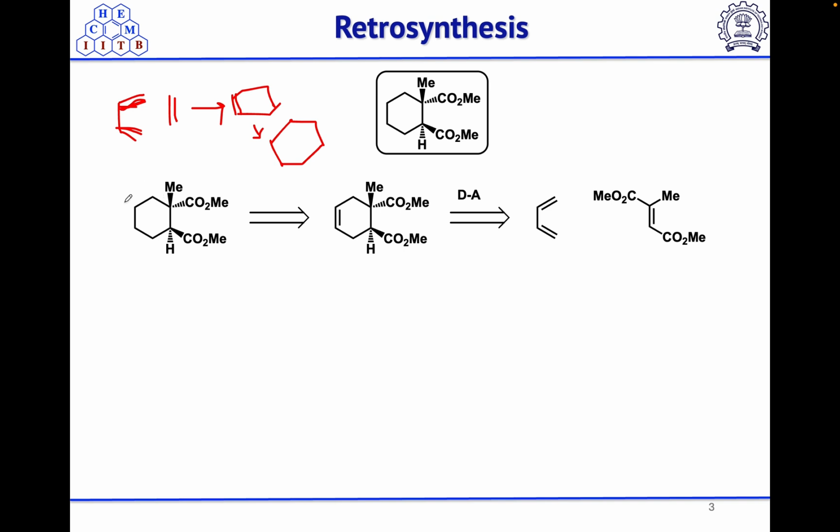Now if you see your target molecule, it is a normal cyclohexane. That means we think about a reduction step, a functional group interconversion. So reduction of the double bond, you can easily get your target molecule. Now how can you get this cyclohexene? Now it is cyclohexene, right?